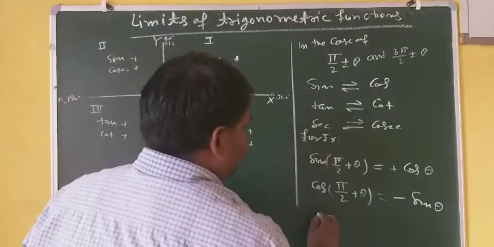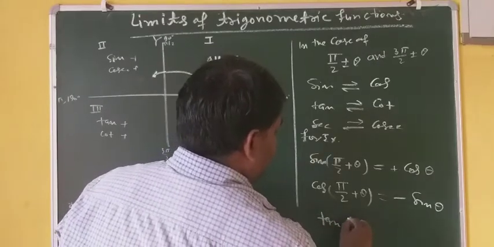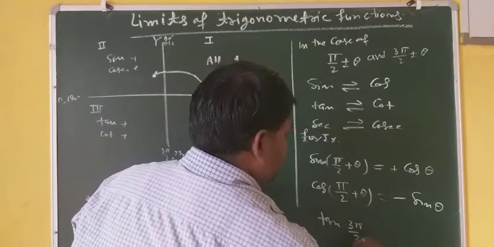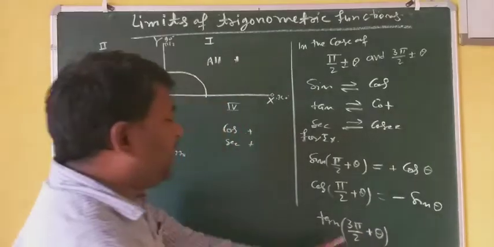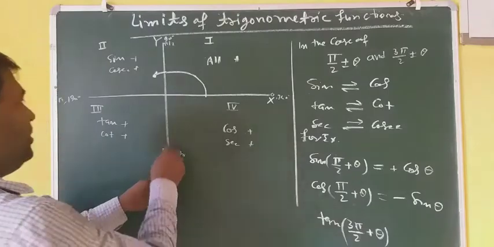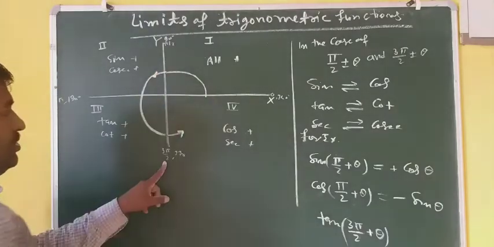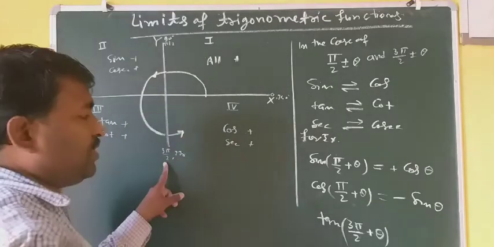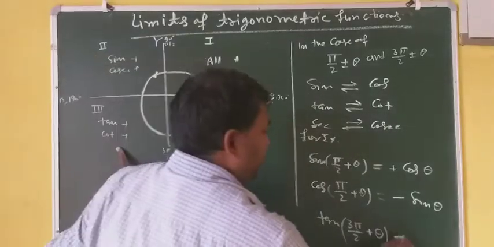Similarly, for any other, like tan of 3 pi by 2 plus theta. Go to 3 pi by 2, it is here, and plus theta means going ahead. So you are in the fourth quadrant now, and in the fourth, cos and sec are positive. That's why its sign will be negative.